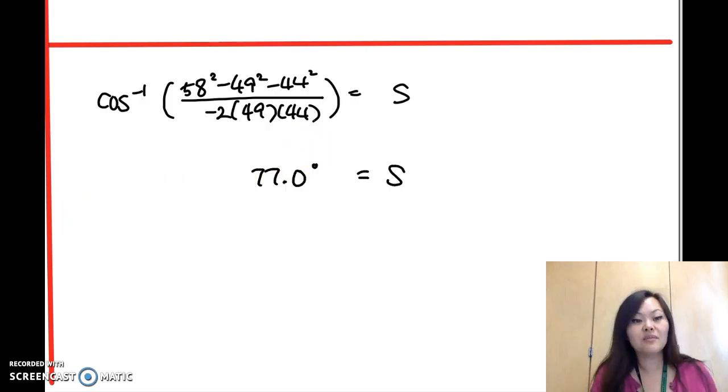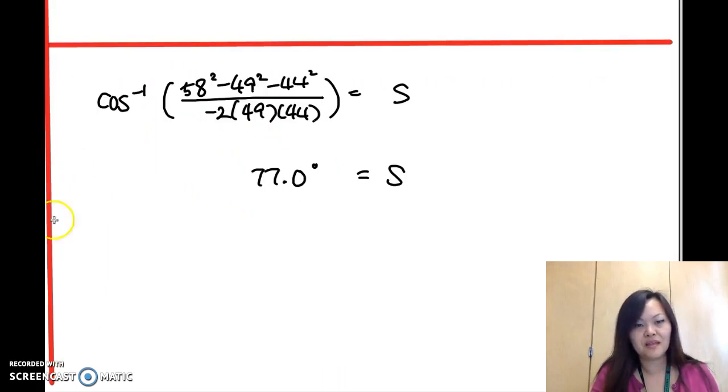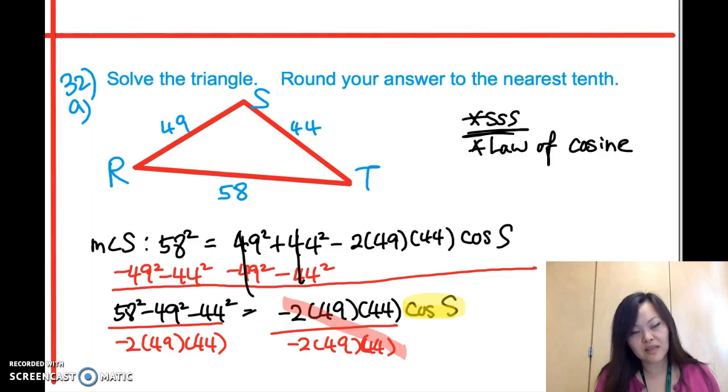Now we want to find the measure of angle T. Why? Because after S, the measure of angle T is the next biggest angle, because the opposite side is 49, and 49 is the second biggest number among all three. So let's find the measure of angle T. And so it's the same thing. We're going to use the finger method, okay? So I'm going to put my finger right here.